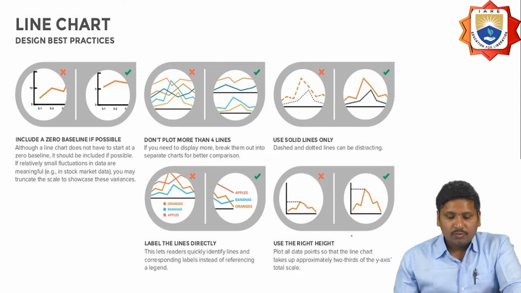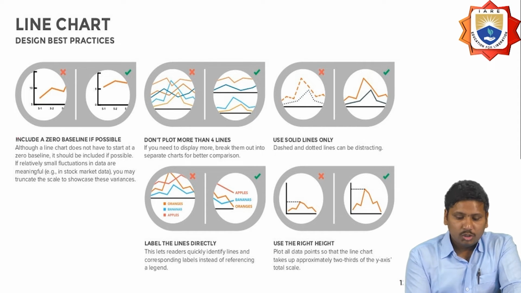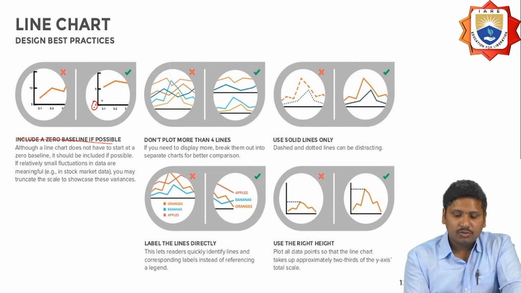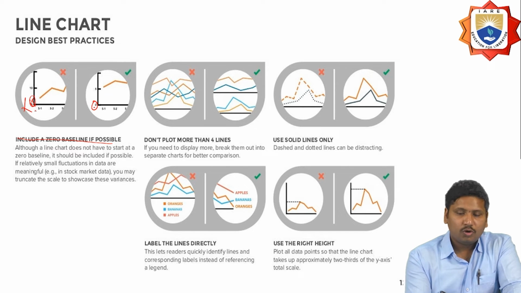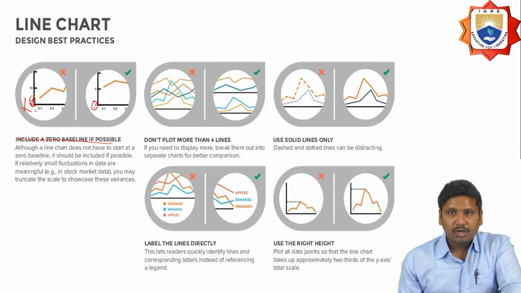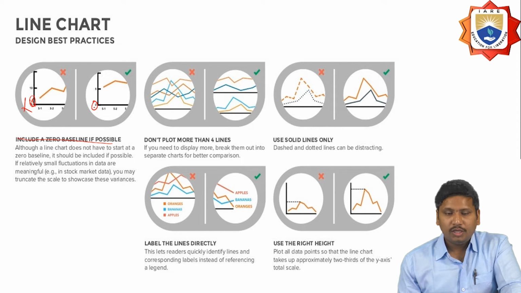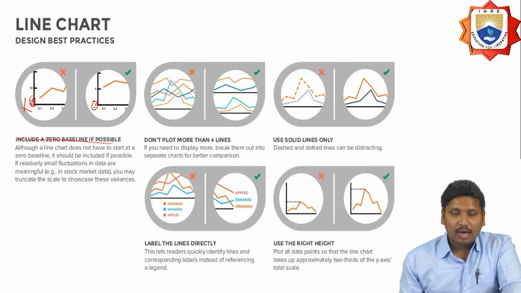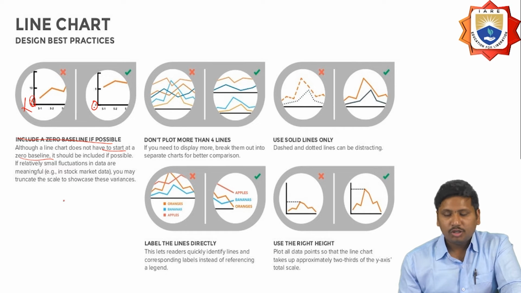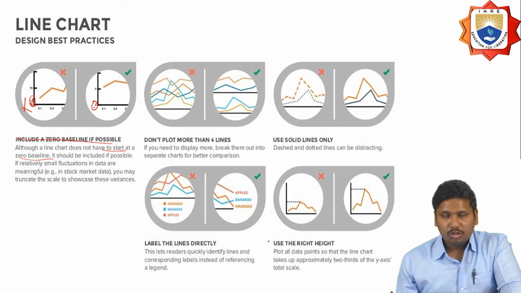So what are the best design practices for the line chart? While drawing a line chart, we should include zero in the baseline if possible. It should start from zero only. Here it starts at 5, so this is not acceptable. Although a line chart does not have to start at the zero baseline, it should be included if possible, so relatively small fluctuations in the data are meaningful. For example, in stock market data.